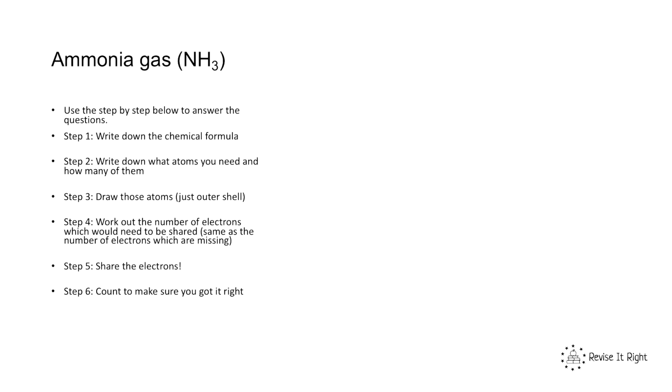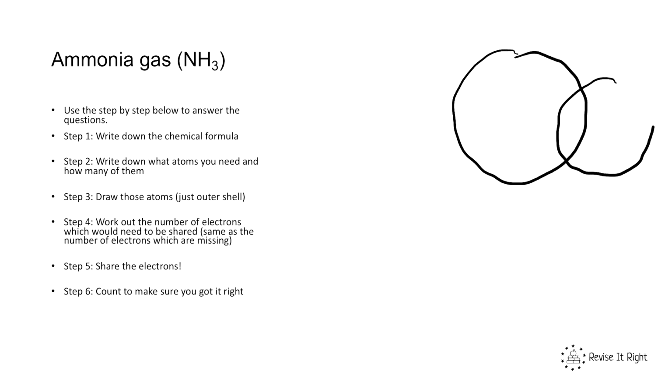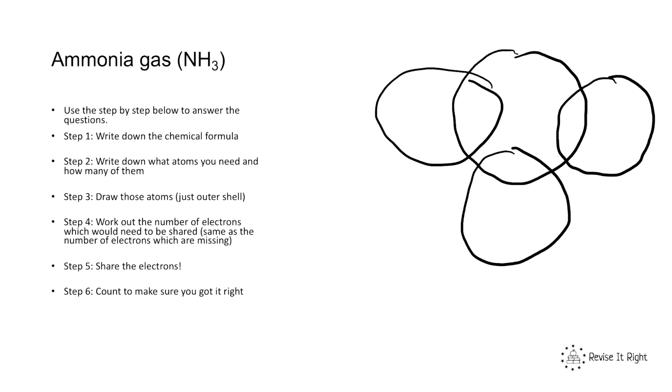Okay, as I said, in the exam you will get given these circles here, so you do not have to be able to draw these. So you will get given something that looks like that to help you out. So step 1, write down the chemical formula, NH3. Write down what atoms you need and how many of them. So nitrogen, we need 1, and hydrogen, we need 3 of them.